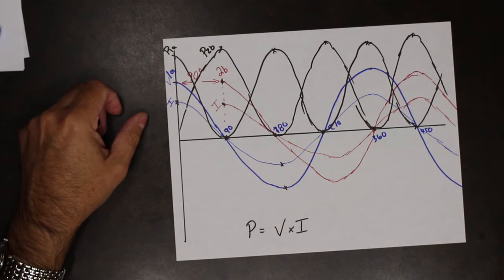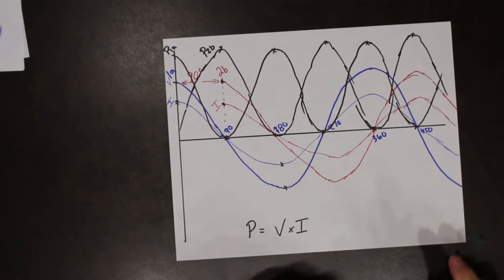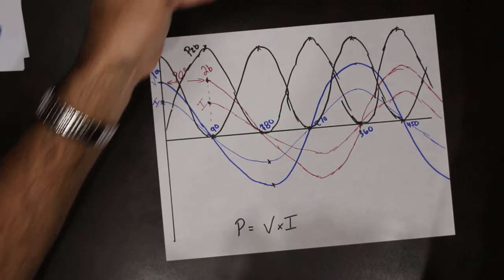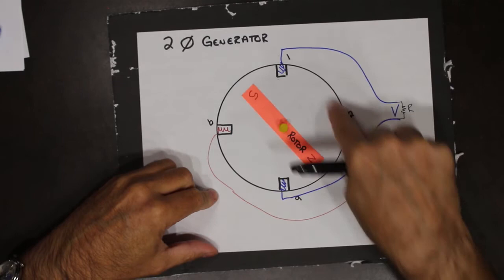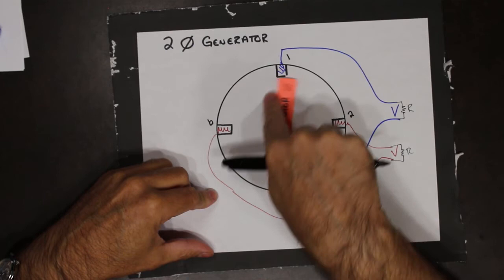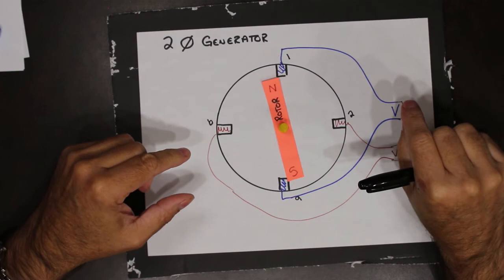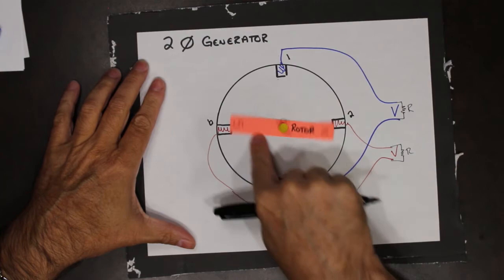So, what we want to know is, as the whole machine is now being spun by Superman, I have two sets of coils going off to two different loads. What is the total power being created from this machine as it is spinning? So, power, you add up.